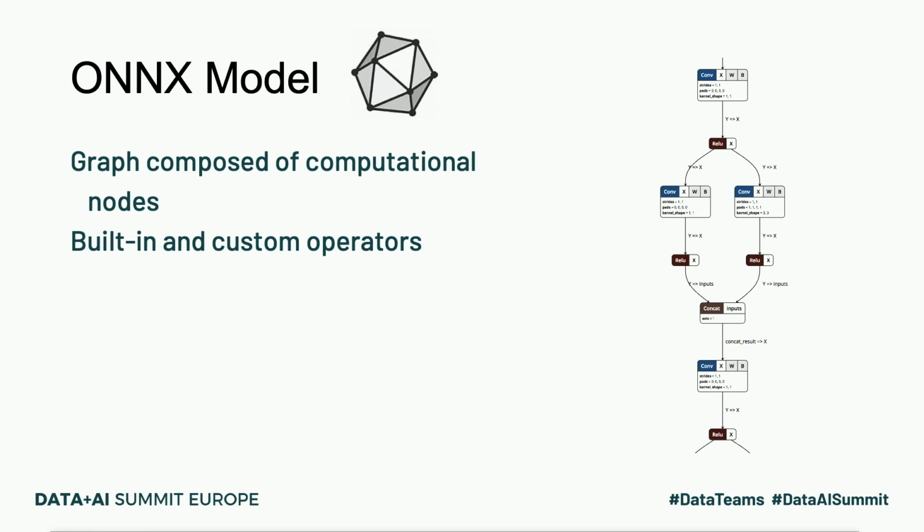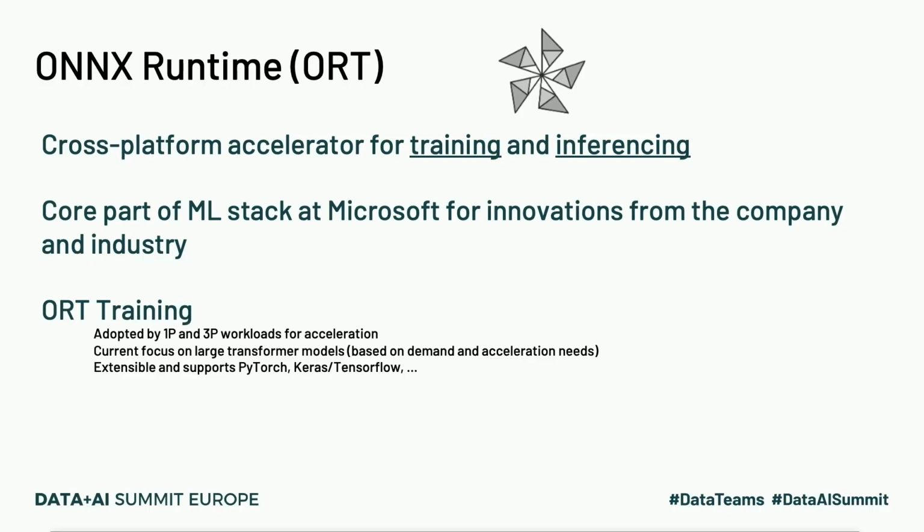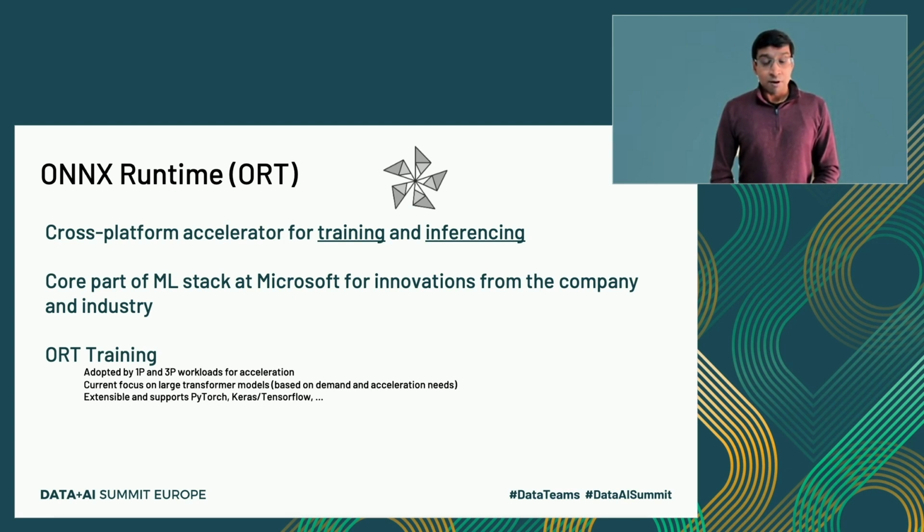Using the specification for ops, like the one in the previous slide, a traditional ML or deep learning model can be represented in ONNX format as a graph of computational nodes. Each node can be a built-in or a custom operator. A model represented in ONNX format, like the one in the previous slide, can be accelerated using ONNX Runtime, which is a cross-platform accelerator for training and inferencing. ORT is architected to plug in custom operators, optimizers, and hardware accelerators. ORT is an open source project developed in GitHub.